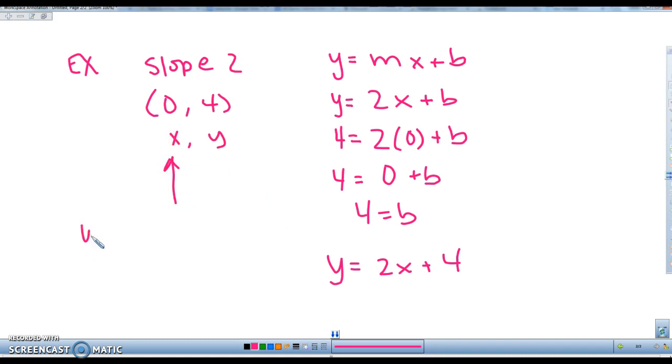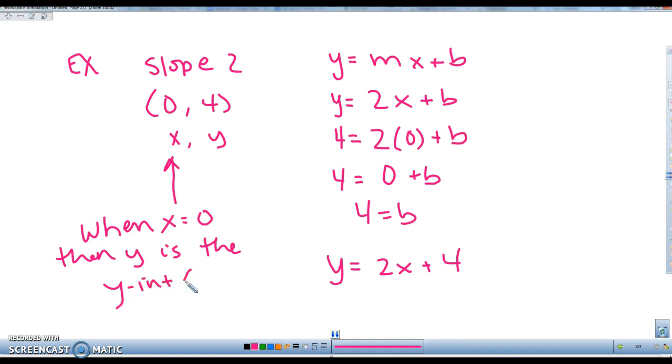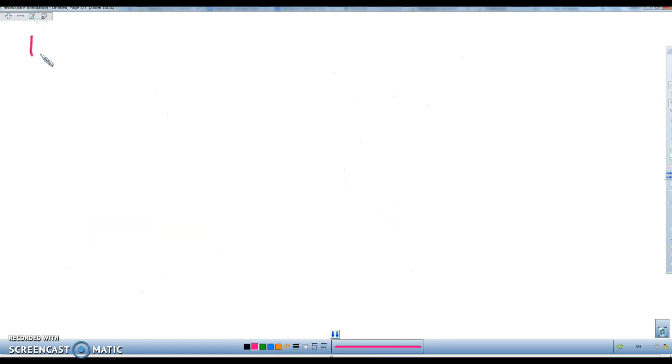So that's kind of our helpful hint here: when x equals 0, then y is automatically the y-intercept, which we represent with b. So let's try another one together. So we'll say the slope is 3, and it passes through the point (2, 1).